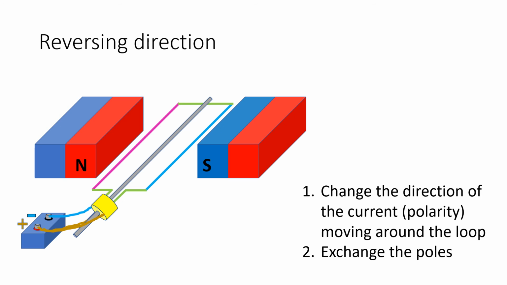Well, the two things we can do are we can change the direction of the current flowing around the loop, also known as changing polarity, or of course we can switch over the magnetic poles so that north and south exchange places. And both of these result in a reverse of direction from clockwise to anti-clockwise.